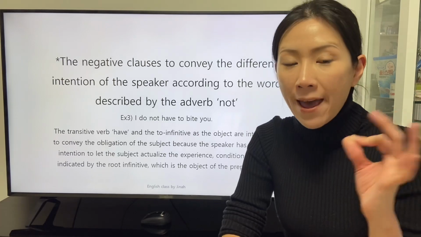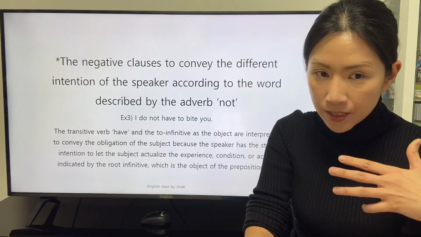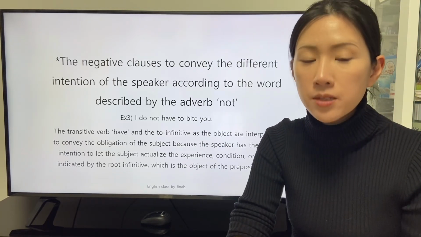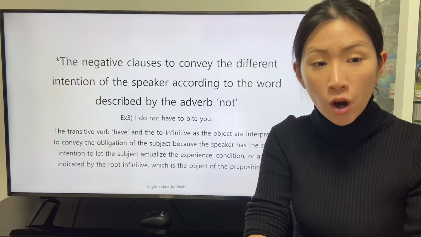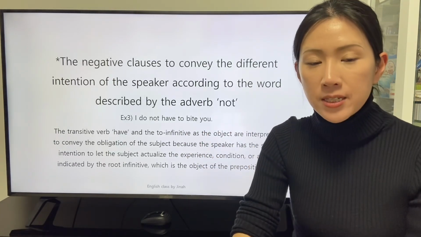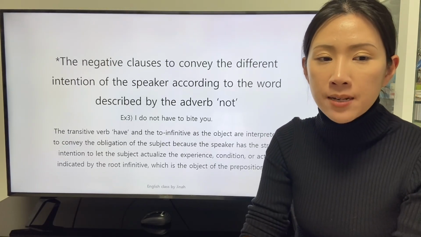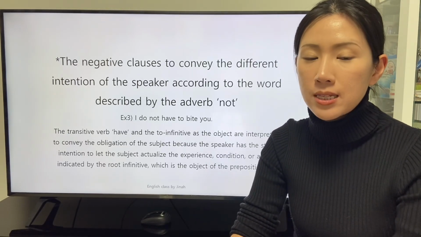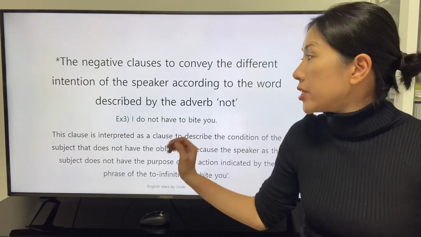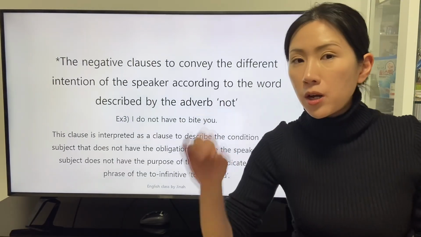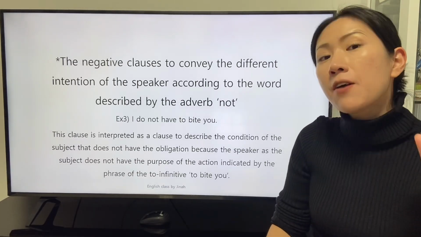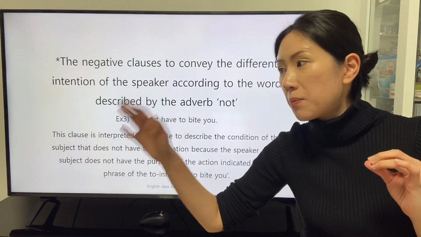The transitive verb have and the to-infinitive as the object are interpreted to convey the obligation of the subject because the speaker has the strong intention to let the subject actualize the experience, condition, or action indicated by the root infinitive, which is the object of the preposition to. Then, this clause, described by the phrase of the modal verb do not, conveys the intention of the speaker that the obligation of the subject lacks.